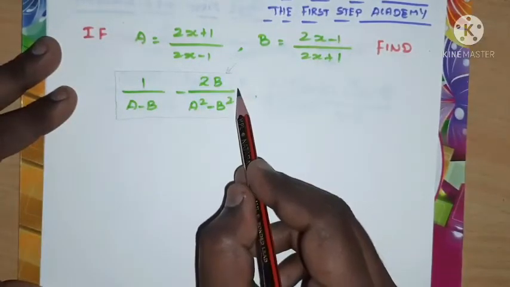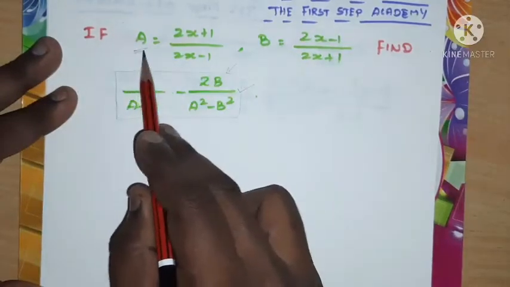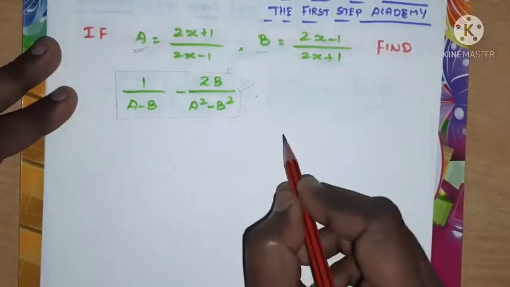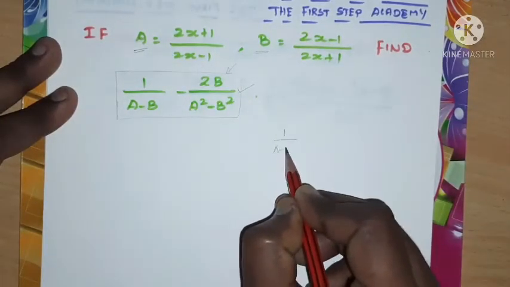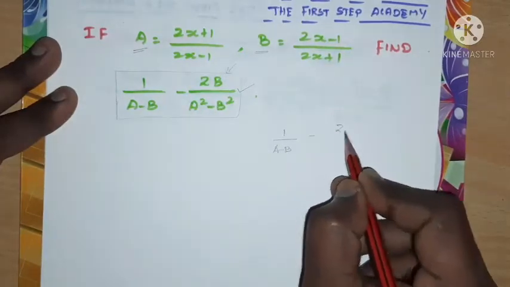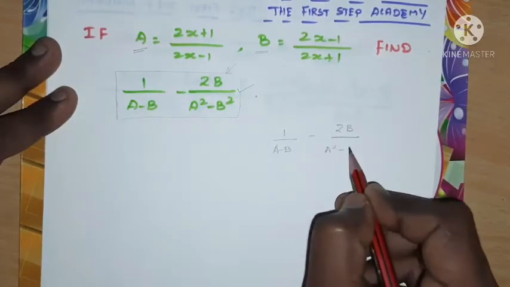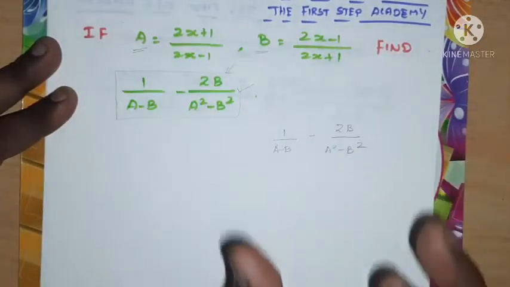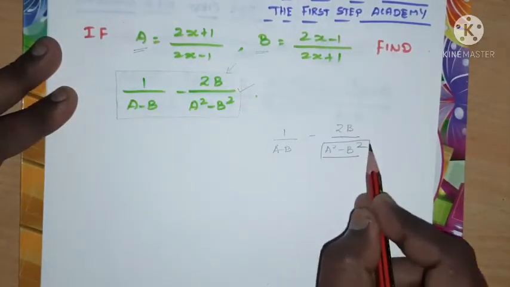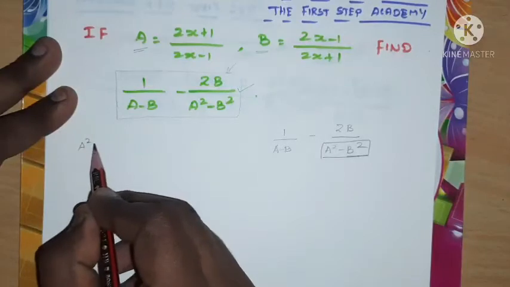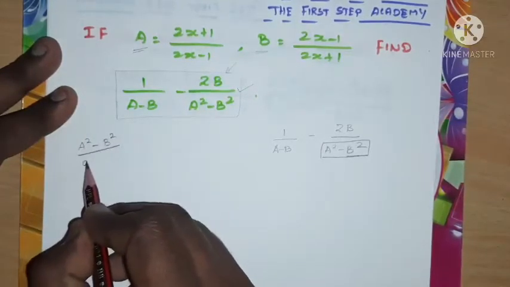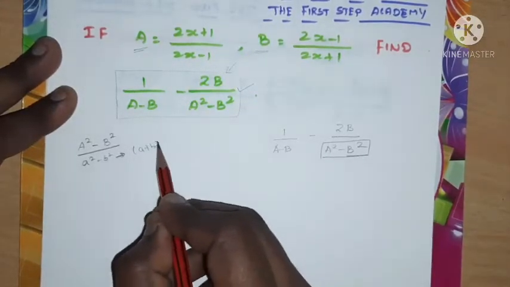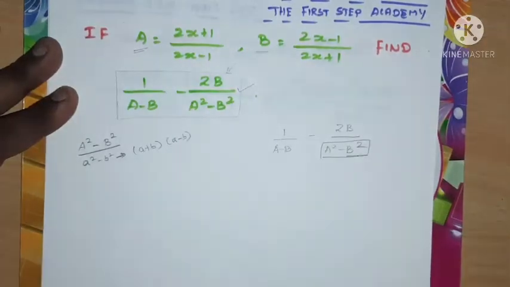Instead of that, we are going to simplify this and then we are going to substitute a and b, right? So how do we simplify this? Look at here: 1 divided by (a − b) minus 2b divided by (a² − b²). This is given, and this is exactly what we need to simplify. How? Look at the denominator. This is in the format called a² − b², right? So if it is a² − b², then how do we write? Based on the formula, it is (a + b) into (a − b), right?